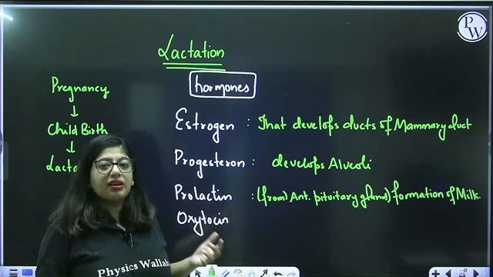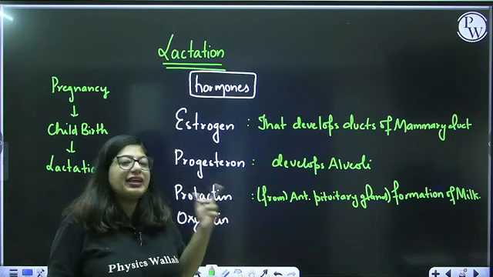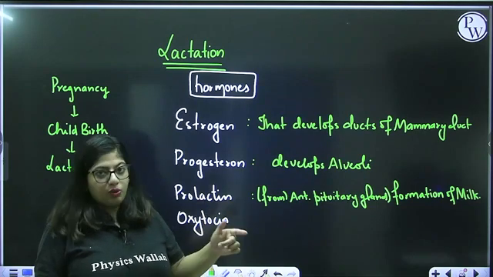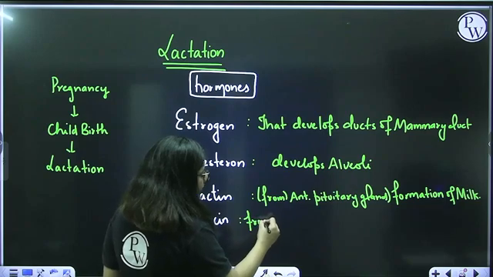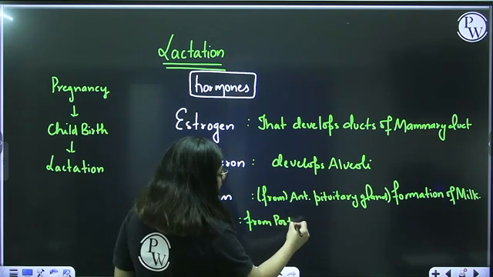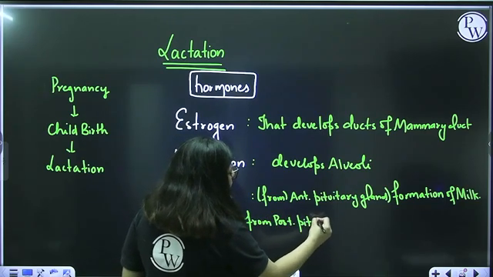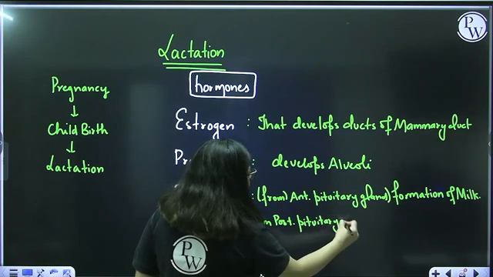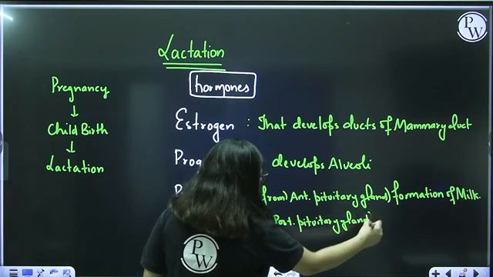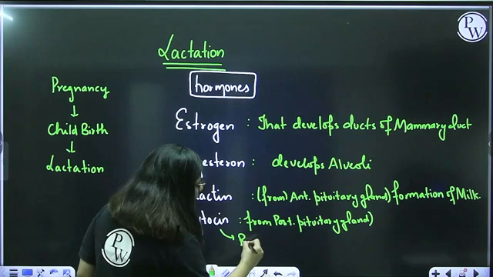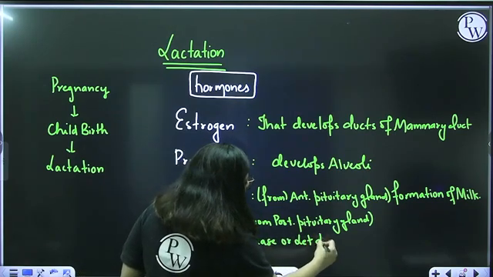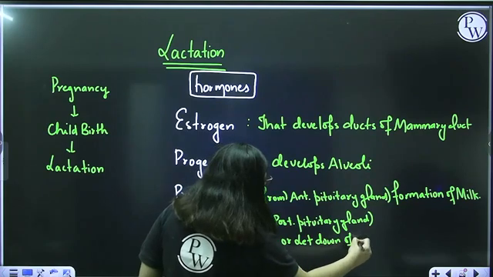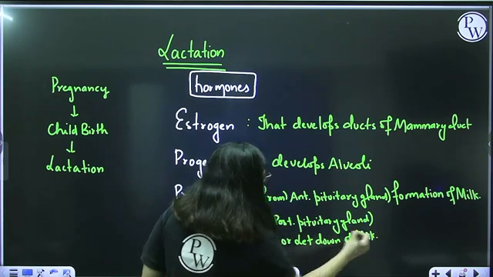If someone says which hormone helps in release or let down of milk, then that is oxytocin, and it comes from the posterior pituitary. This hormone is produced by the hypothalamus but stored in the posterior pituitary. So this one helps in release or let down of milk. That means to make it come out.